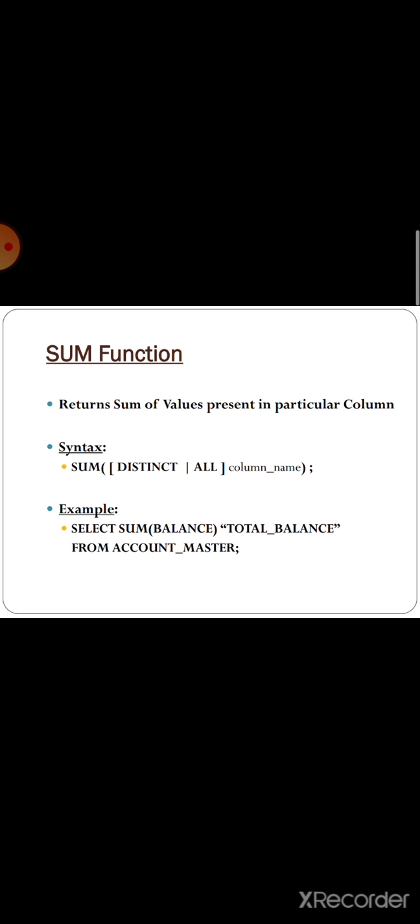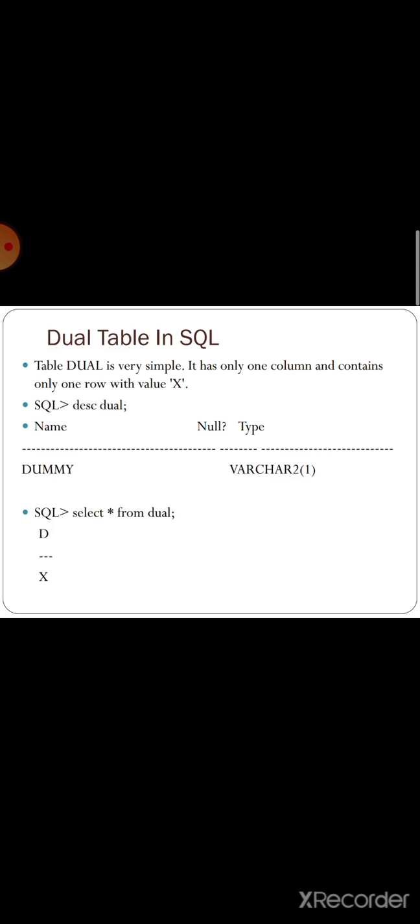Okay, next function, the SUM function returns the sum of values present in a particular column. Syntax: SUM(DISTINCT | ALL column_name). Example: SELECT SUM(balance) total_balance FROM account_master. So from the account master table, from the column balance, the sum value will be found and will be the answer.